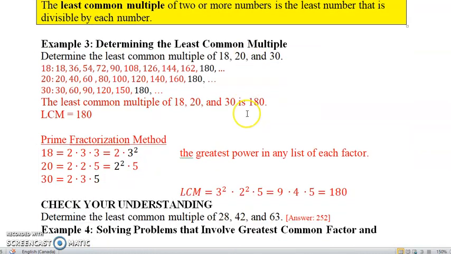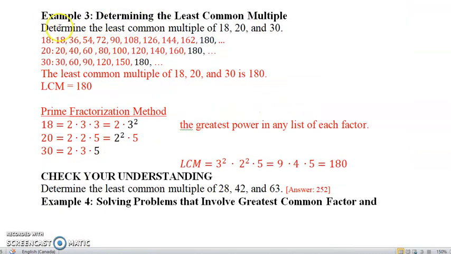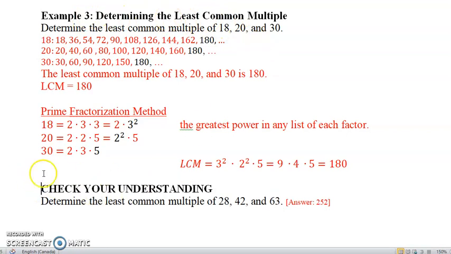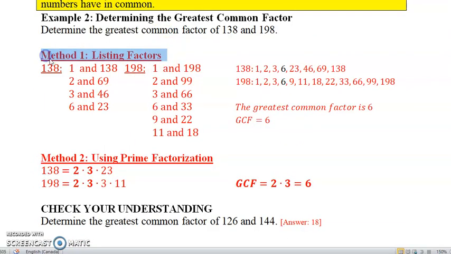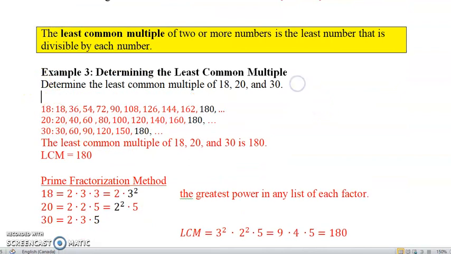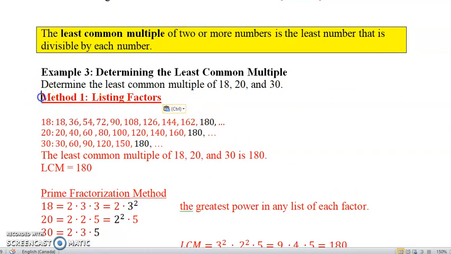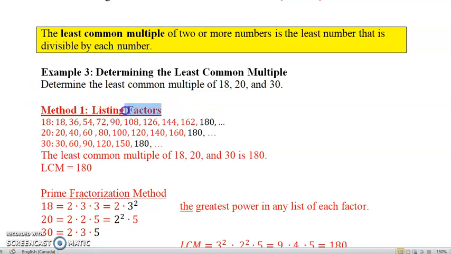All right, and then the next one I wanted to look at was example 3, the LCM. Okay, so LCM, we looked at the first method, which was just listing the multiples, until we found a common multiple. So this can be a little tedious. It works when a list doesn't get too long.